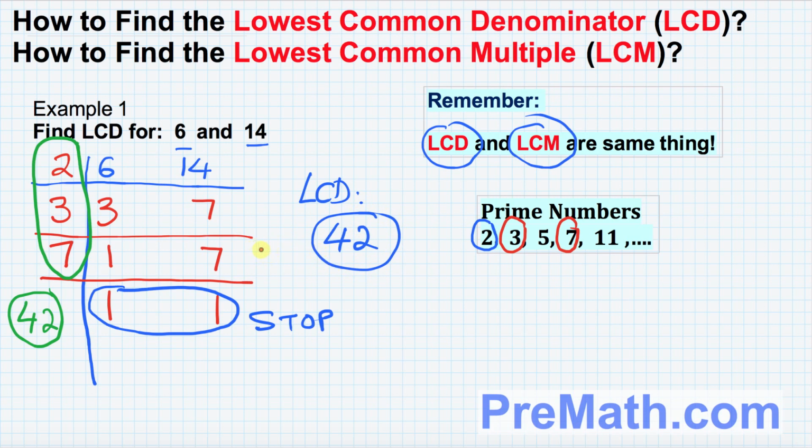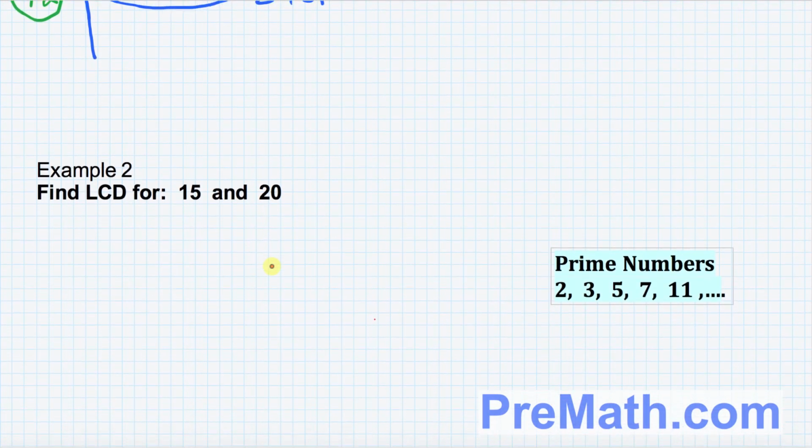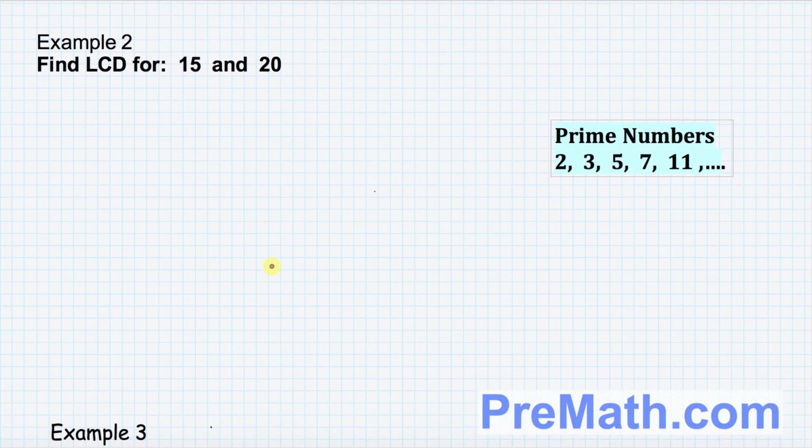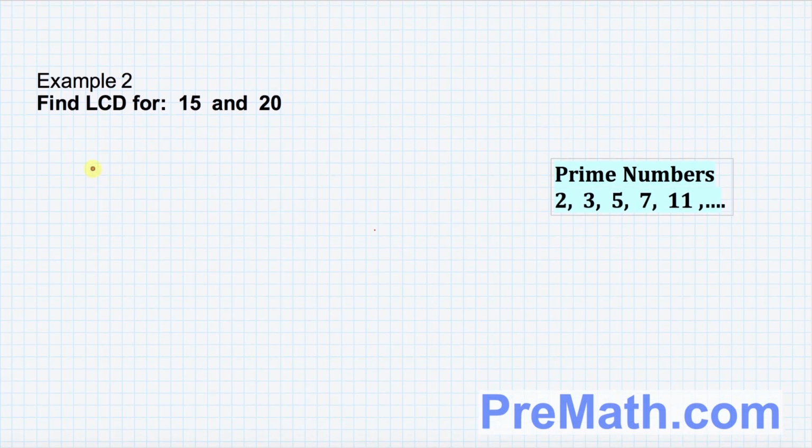Let's do a couple more examples to make sure that we get this concept. So let's move on to this example right up here. This is the next example. How are we going to do this one? Once again, I want you to draw the vertical bar like this one, and then draw a horizontal bar and put down 15 and 20 right up here.